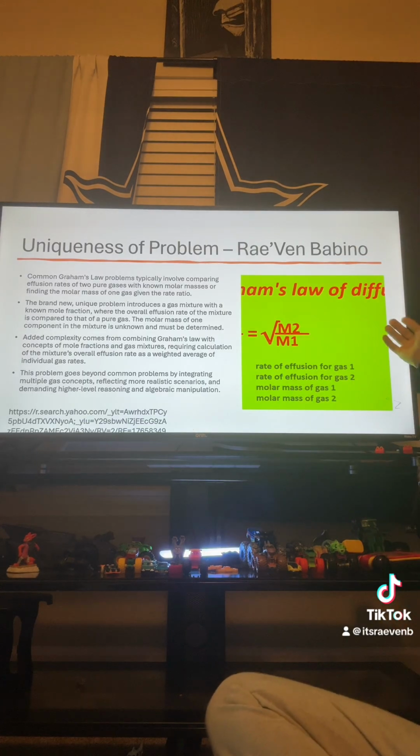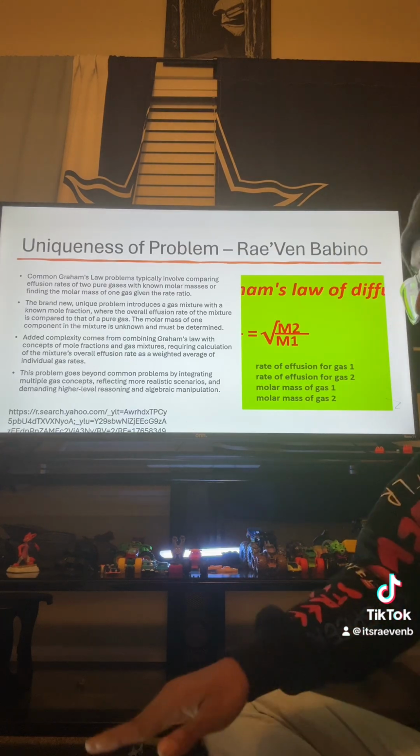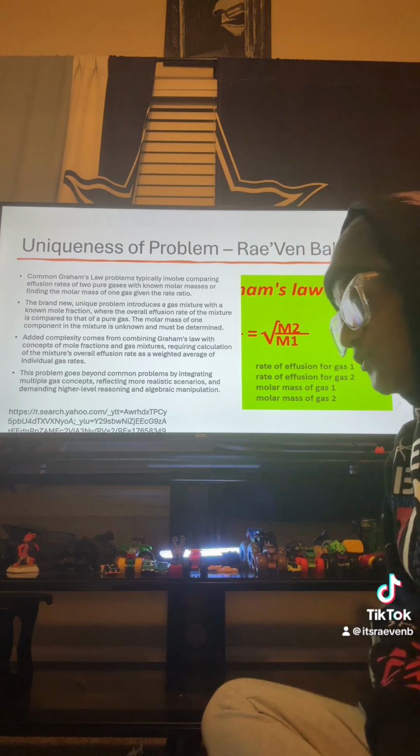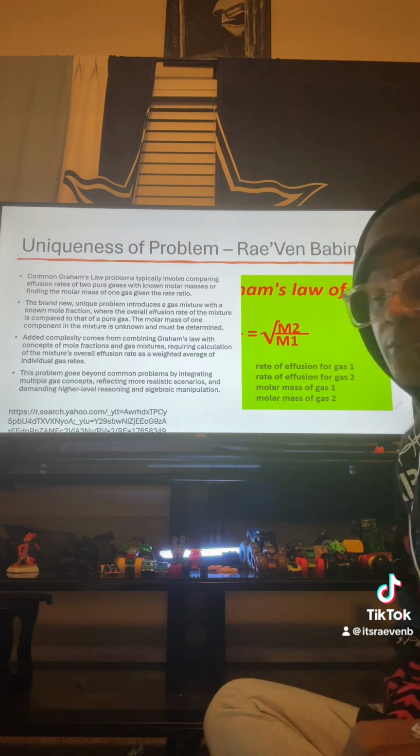And here we have Graham's law. Right here, the rate of effusion of gas 1 over the rate of effusion of gas 2 equals the square root of the division of molar mass 2 and molar mass 1.